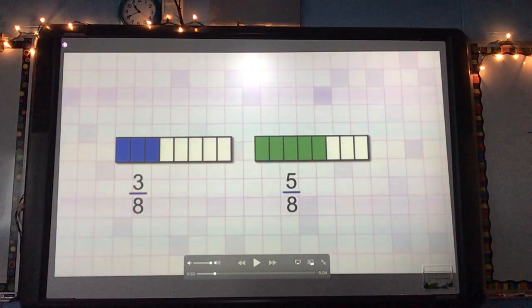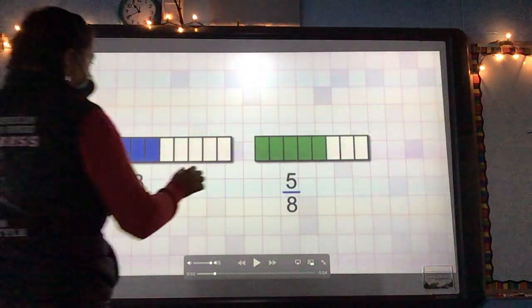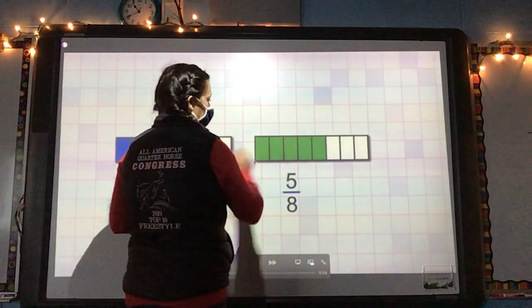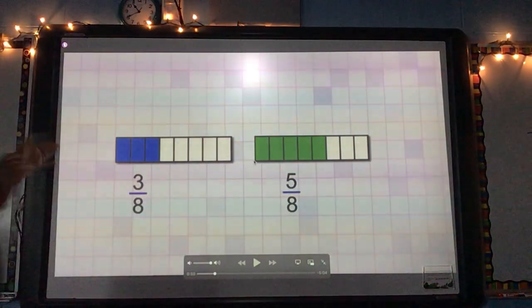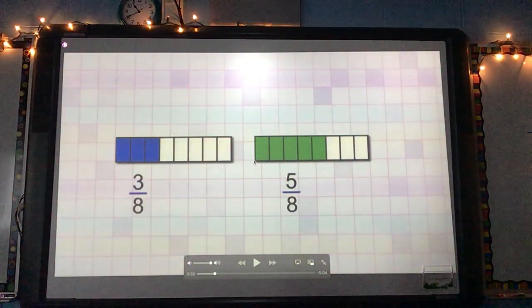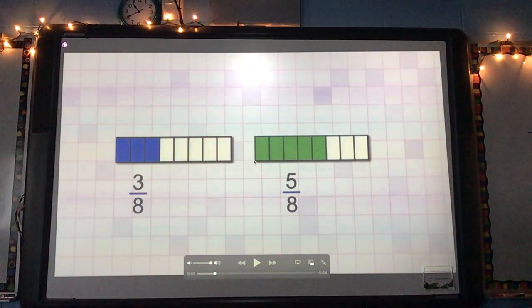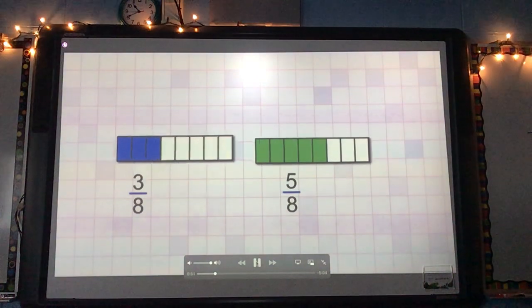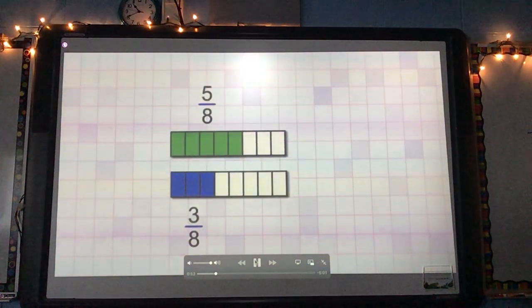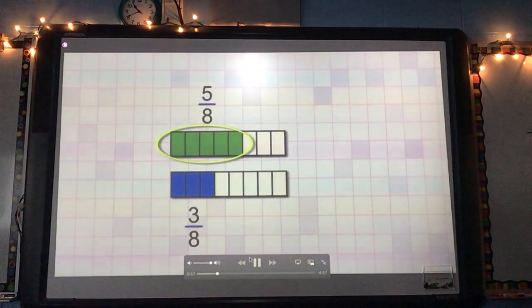Hannah? 5/8. Why 5/8? Because they shaded in more squares. Good, it has more shaded in. Okay, so each of the eighths, each one of these little squares, it has more shaded in. How many little individual squares do they each have? Justice? 8. They each have 8. Good. Our picture makes comparing these fractions easy. You can see that 5/8 is greater than 3/8 because more of that rectangle is shaded.